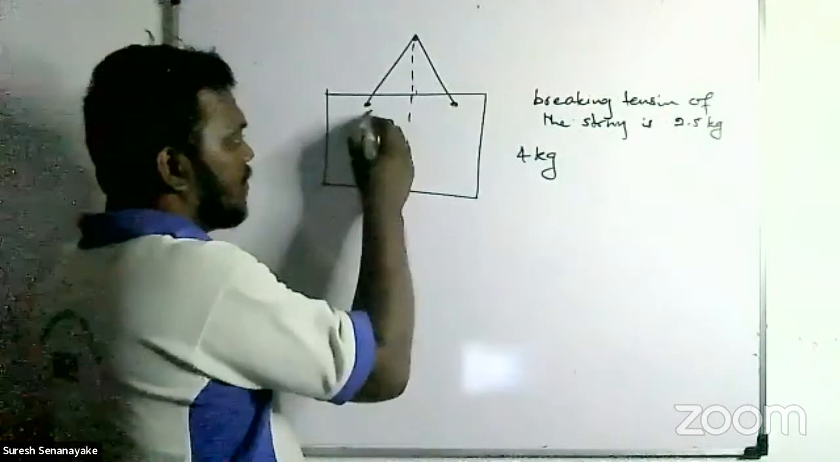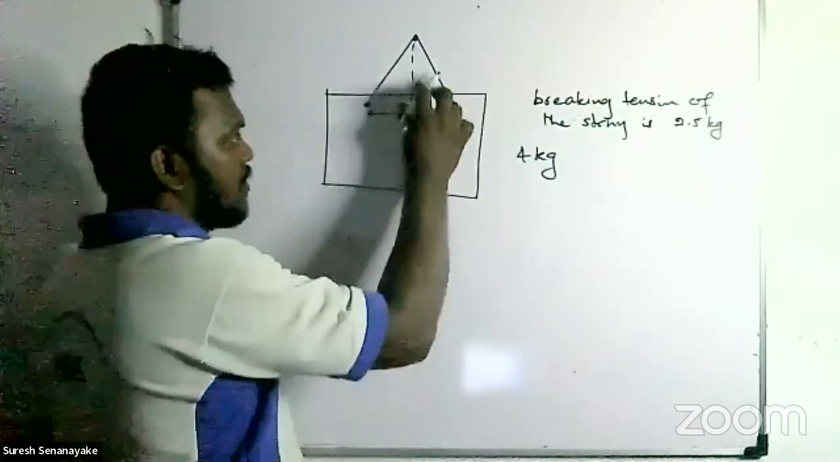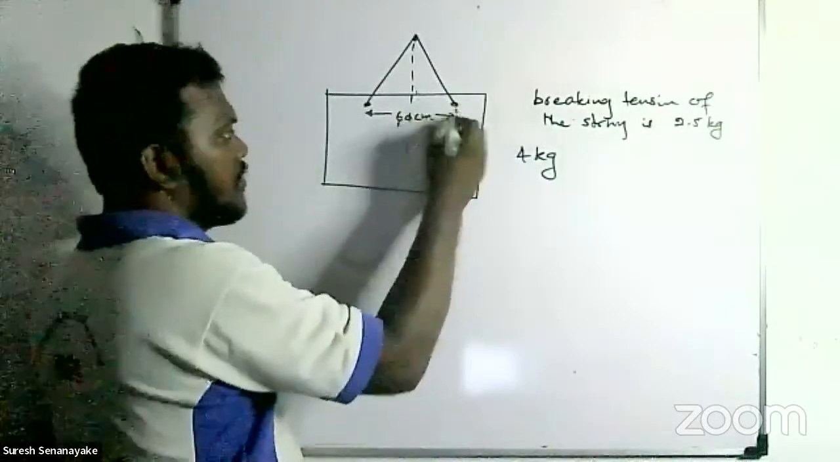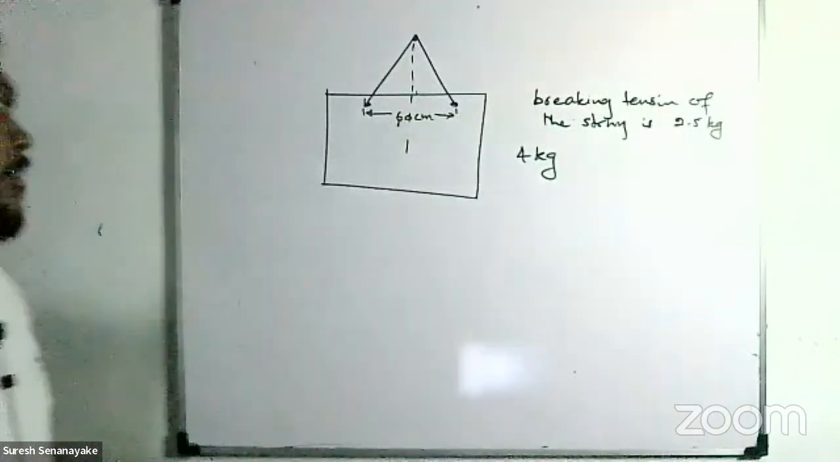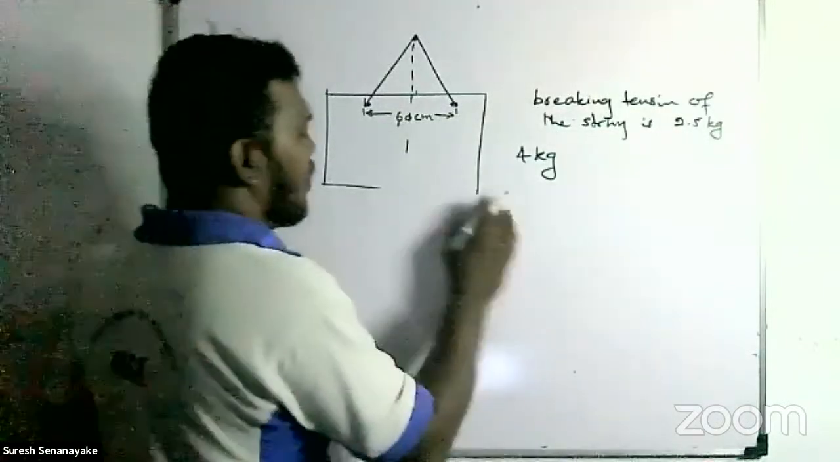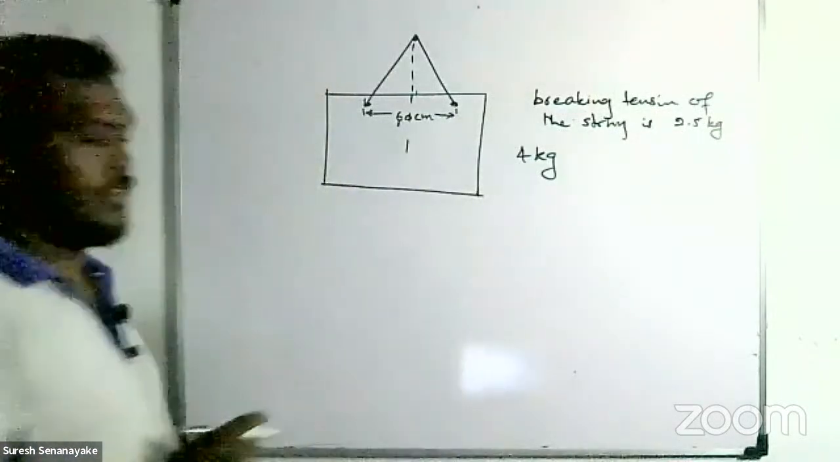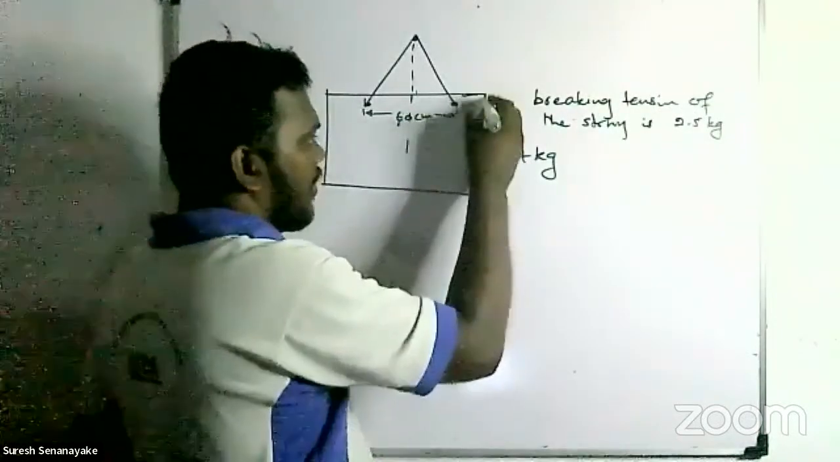The distance between these 2 points is 60 centimeters. Okay. To hang this picture, what should be the minimum length of the string you have? Okay, you can write the question.